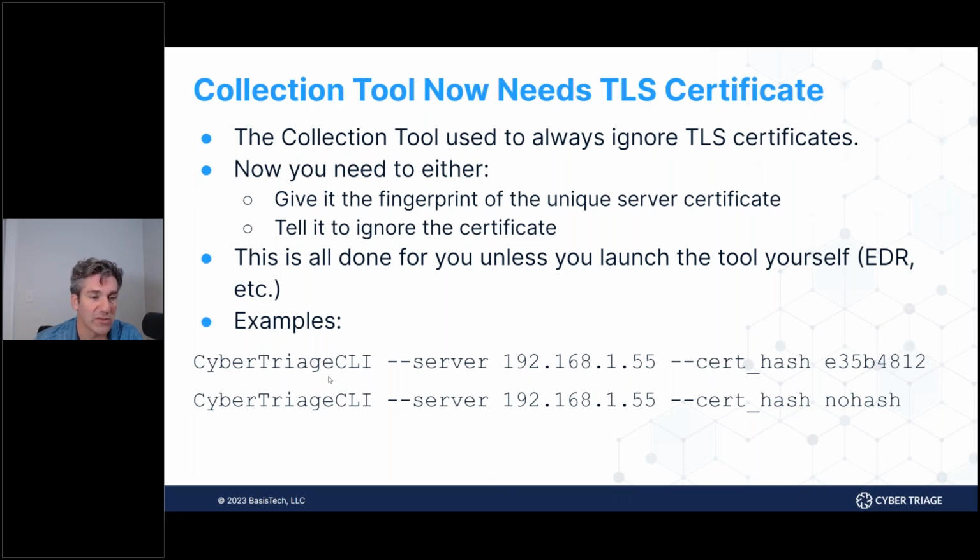You're now going to run it with something like the Cyber Triage CLI with --server, giving it the server name, and then there's now a --cert-hash option, where either you give it a short version of the fingerprint, or --cert-hash with no hash, to basically ignore it. If you want the verified approach, which you should, you need to get that hash value. You can get it from the options panel. If you go to the options panel, the certificate info tab, I think, it will give you all the information about your unique self-signed certificate to plug in there.